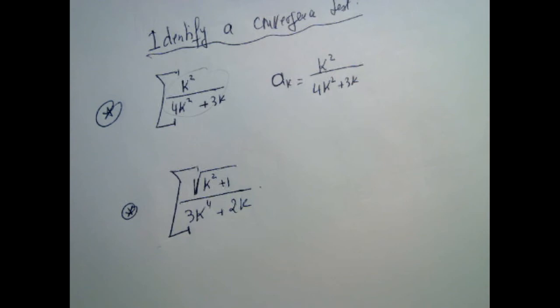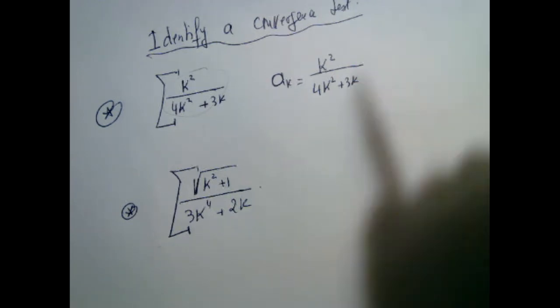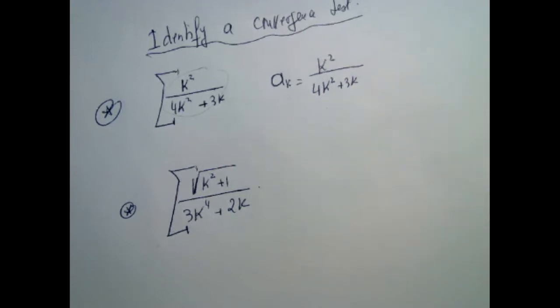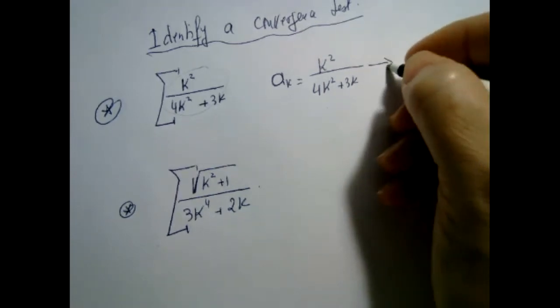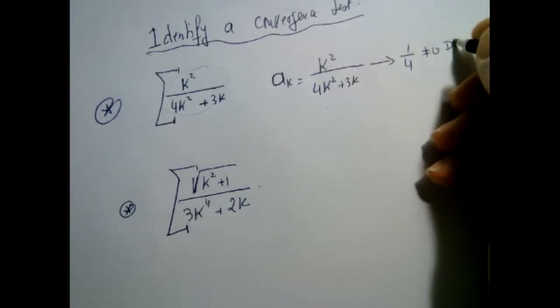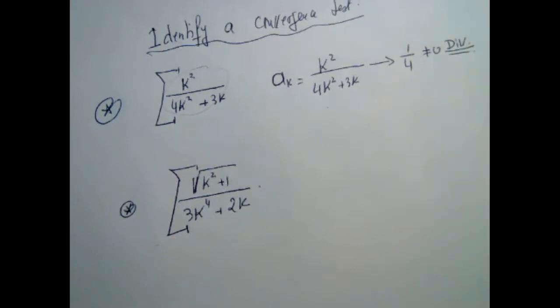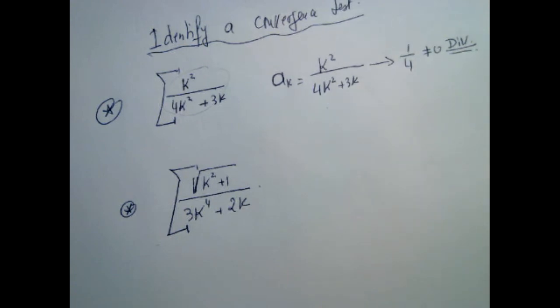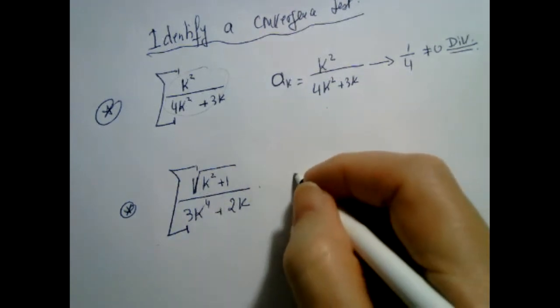Divergence test. Divergence test. That's very good. k squared over 4k squared plus 3k: you should just look at it. I want you to be able to look at that. This one goes to 1/4 as k goes to infinity, non-zero, so it diverges. We should by now realize that this is really a problem. It means we are eventually adding 1/4 plus 1/4 plus 1/4 plus 1/4. That's really the picture in your mind.